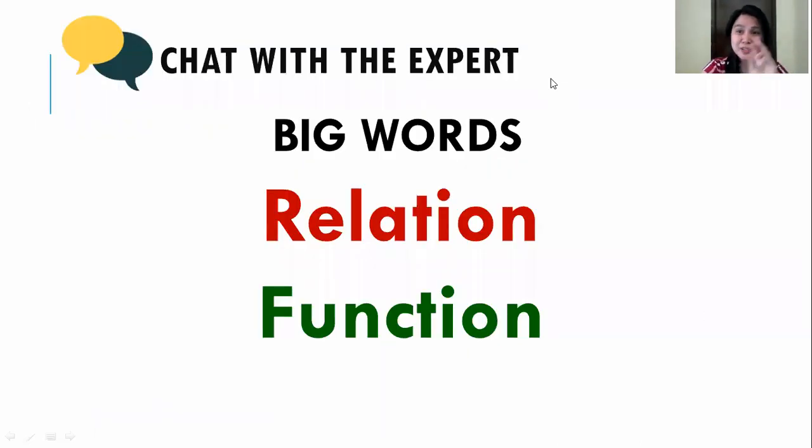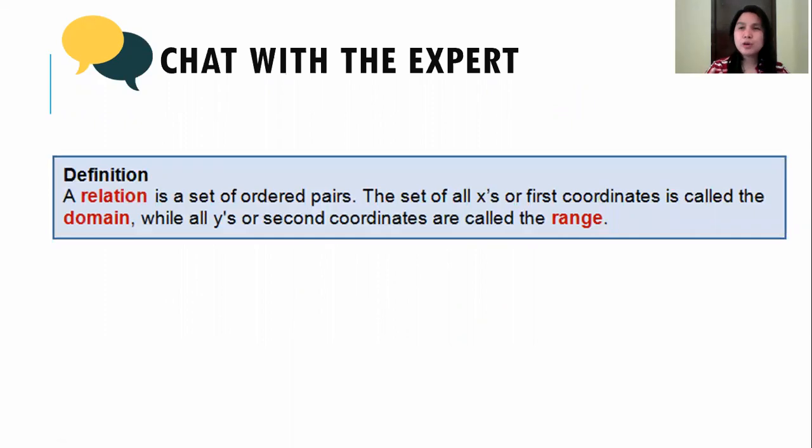Now, we have two big words to learn today. One is relation, and the other is a function. We have been learning this since grade 8, relation and function. Now, what is a relation? Like we have the word relationship. A relation is a set of ordered pairs. Just like in the usual relationship, you could not just have a relationship with only one person. It goes with a pair. So a relationship with someone, it's a set of ordered pairs.